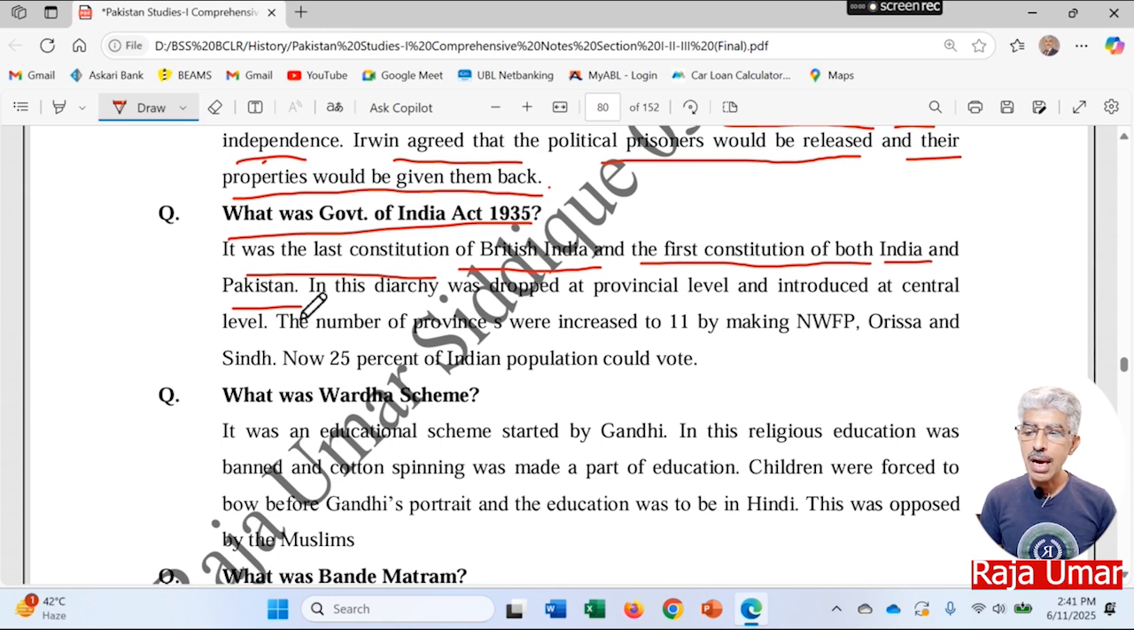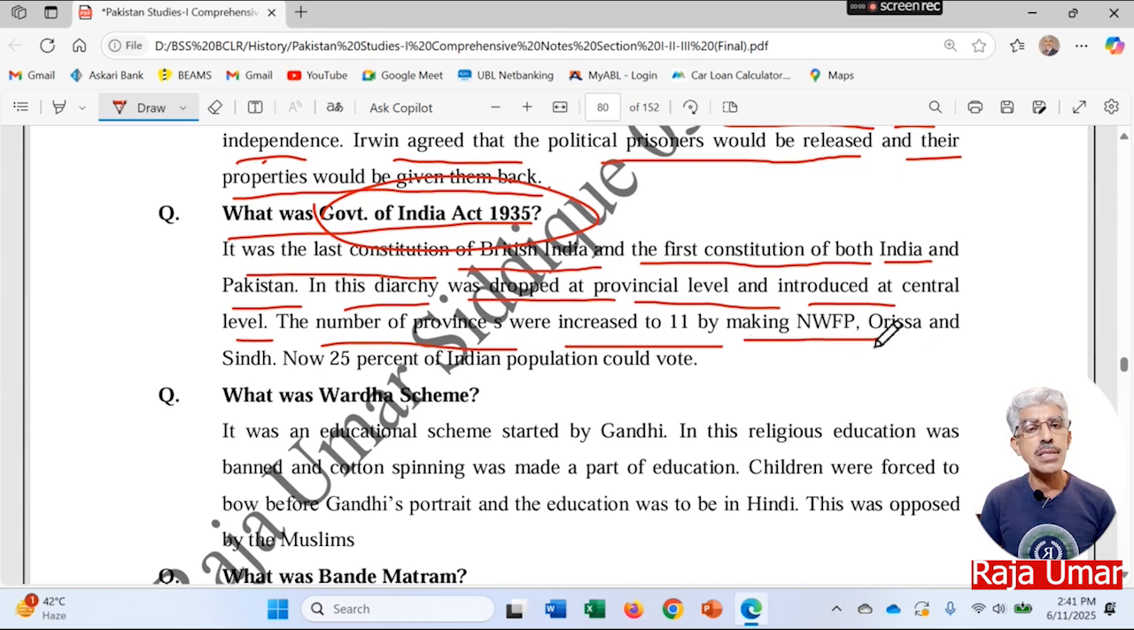And diarchy was dropped at the provincial level and introduced at the central level as per this Act. The number of provinces was increased to 11 by making NWFP, Orissa and Sindh autonomous provinces. Now 25% of the Indian population was given the right to vote.